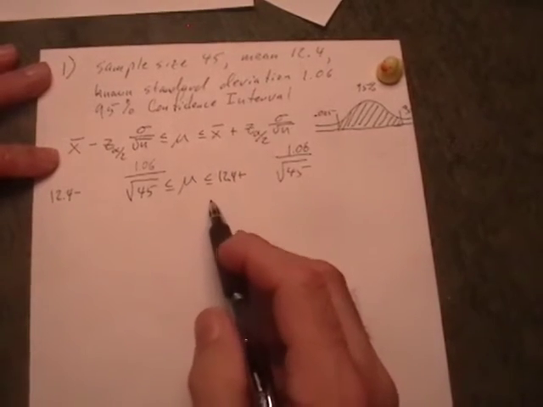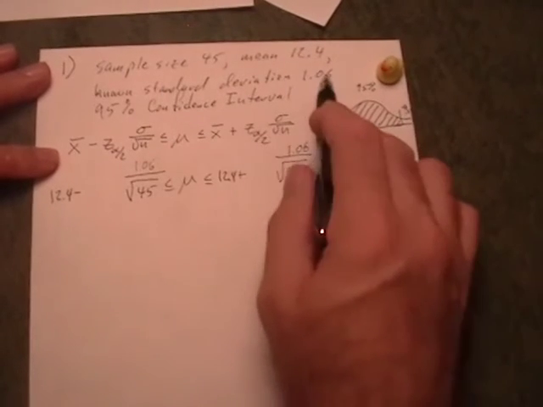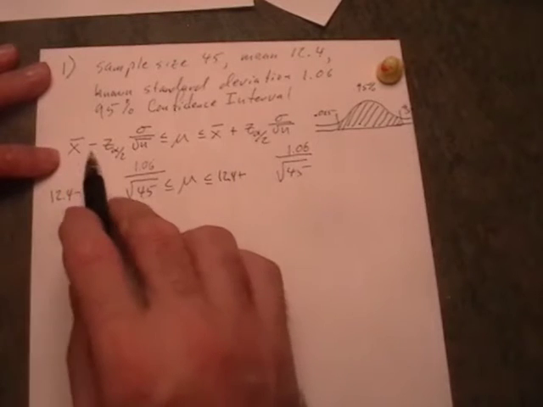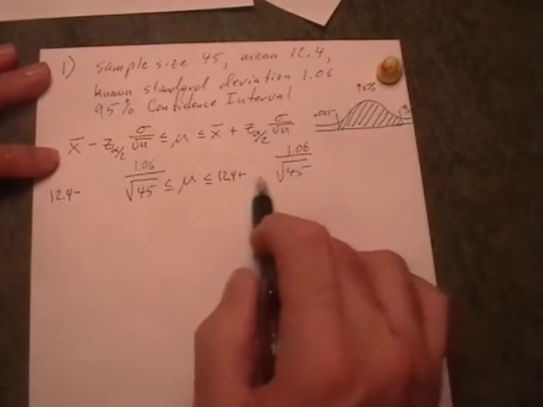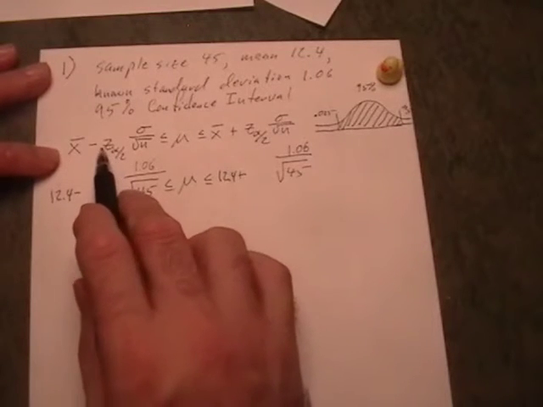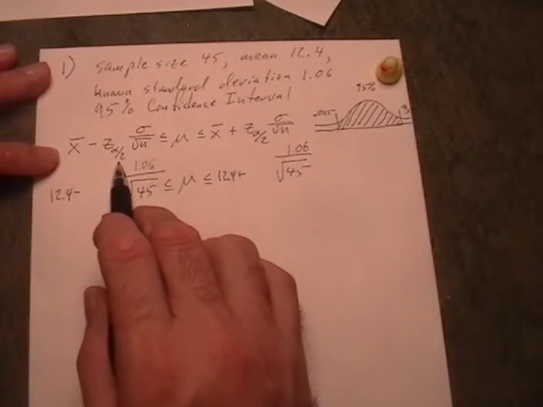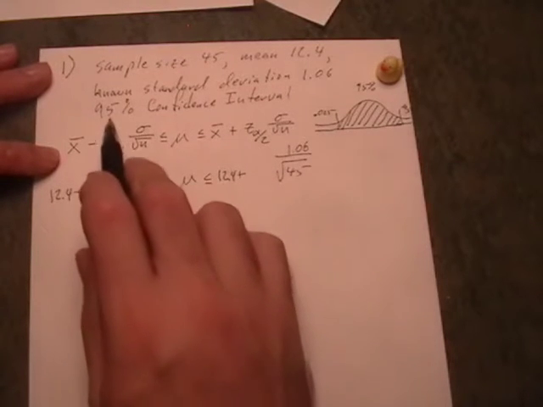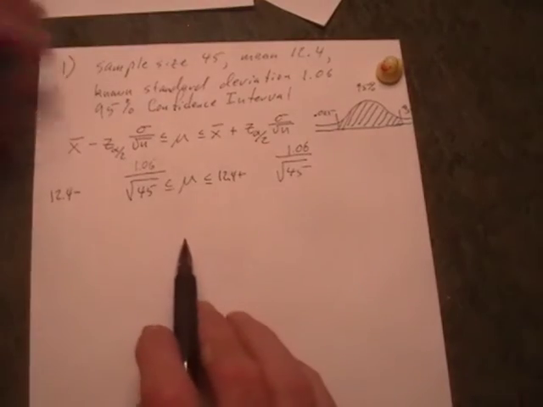So you can see how I've given you a bunch of information that you need to use to plug in, and so far I've plugged in pretty close to everything. The only thing that I haven't plugged in is z sub alpha over 2. Now for that, you need to take a look at two different things. You need to take a look at the confidence interval, and you need to take a look at a distribution chart.